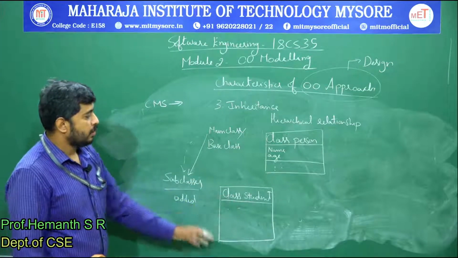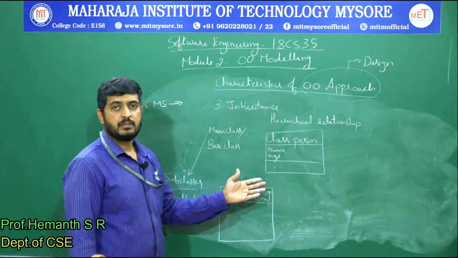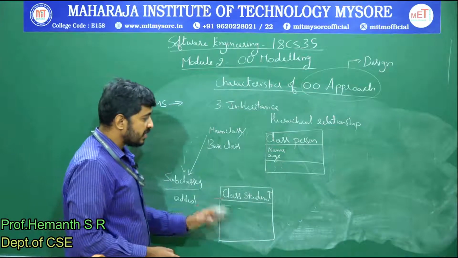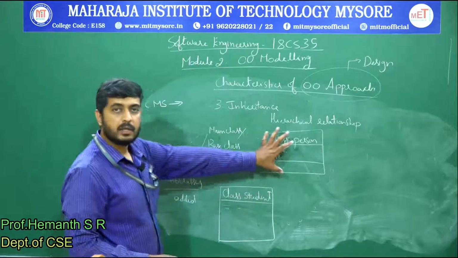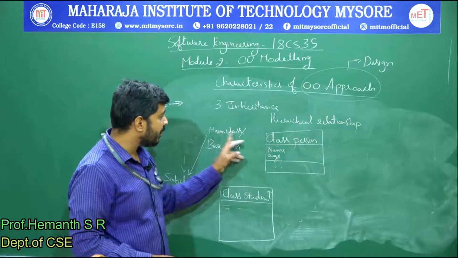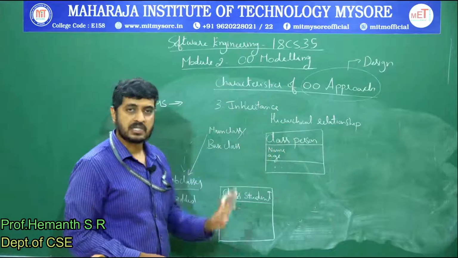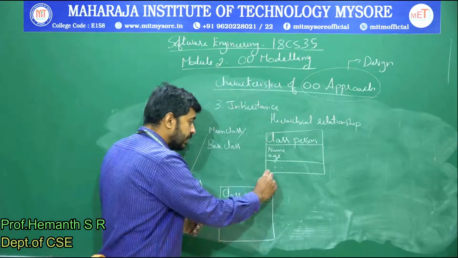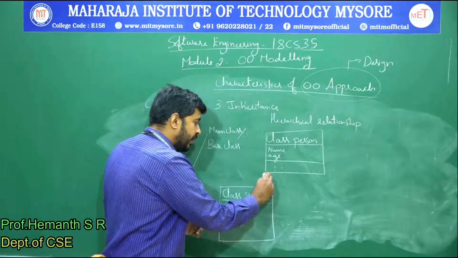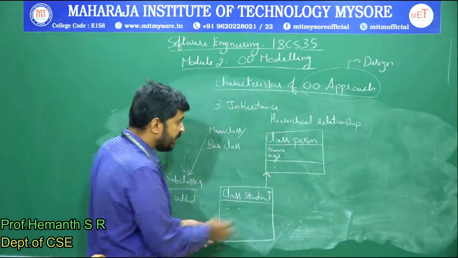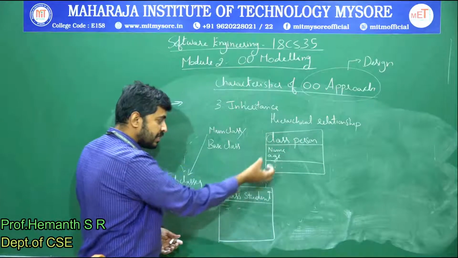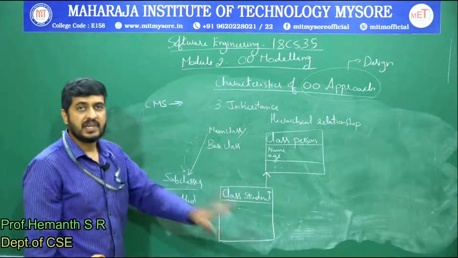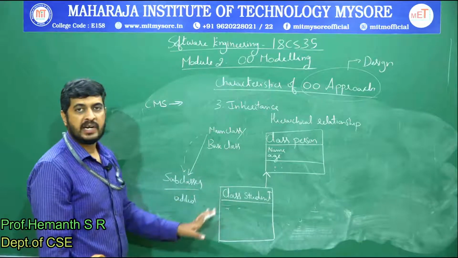Students will have name, age, but I am not writing it once again here. The reason is it has already been mentioned in the main class called class person. So I will not be writing the name and age part. Instead I will take it from this. I'll copy these attributes from the main class, and the things that need to be specifically added in the subclass, I will be writing.